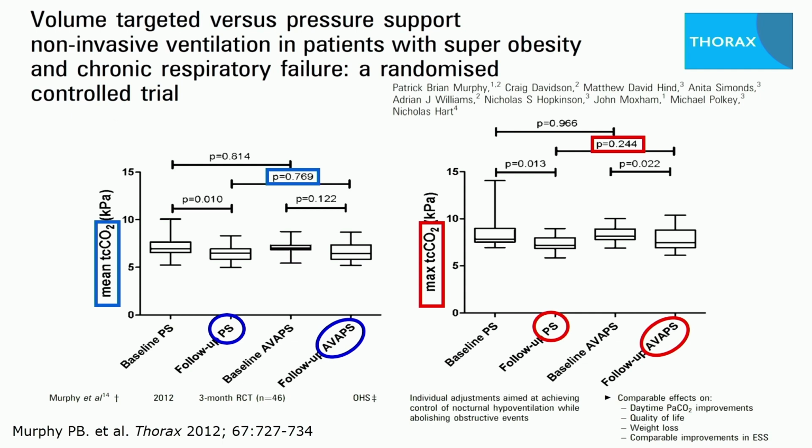Well, and this is the most recent study, or the best study I would guess, in obesity hypoventilation syndrome and transcutaneous CO2 monitoring, where the transcutaneous monitoring served as the primary outcome. As individual adjustments were performed, aimed at achieving control of nocturnal hypoventilation while abolishing events, in the end, in this study, no differences were evident anymore.